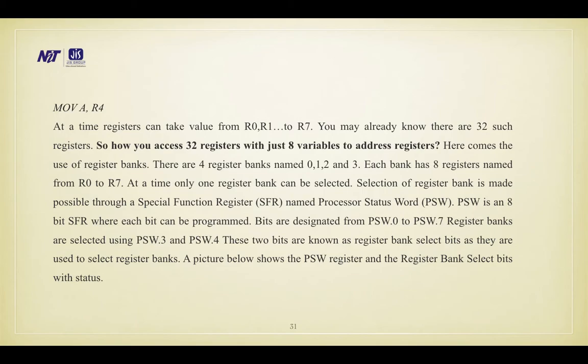Each register bank has 8 registers named R0 to R7. At a time, only one register bank can be selected. Selection of register bank is made possible through a special function register, SFR, named processor status word, PSW. PSW is an 8-bit SFR where each bit can be programmed. Bits are designated from PSW.0 to PSW.7. Register banks are selected using PSW.3 and PSW.4. These two bits are known as register bank select bits as they are used to select register banks.